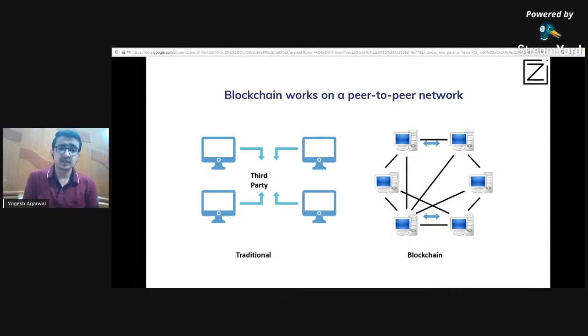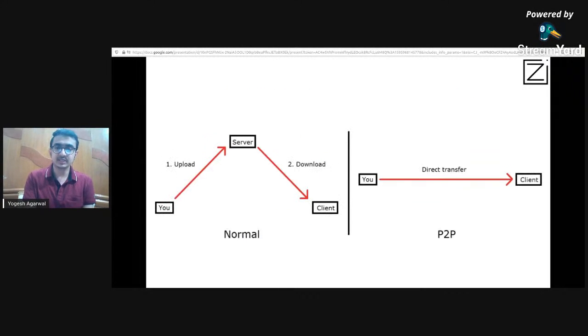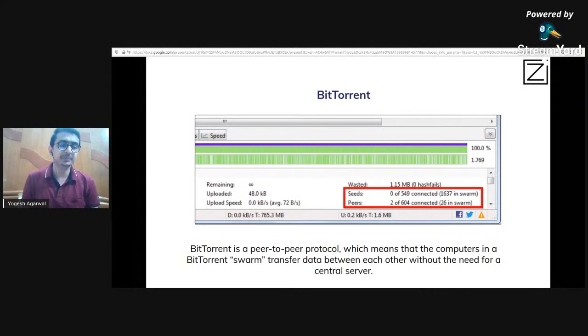You can see in the slide that on the left hand side we have a traditional system wherein every client, every node is dependent on a third party, on a central service. But in a blockchain, as I already said, there is no central authority. Everyone is directly connected to each other, which is called peer to peer. The most common example of peer-to-peer networks is torrent. I guess you all must have heard about torrent, if not used. Torrent works exactly on a peer-to-peer mechanism.